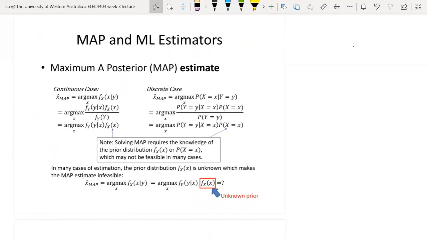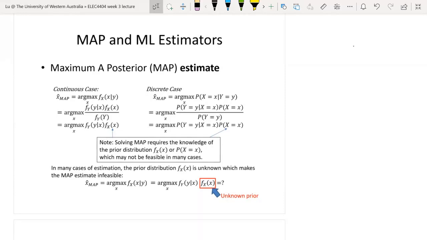So, some background information regarding the estimators, which we are going to introduce here. From this moment on, we are going to start the real content of this lecture. At the beginning, as we mentioned in the first section of the lecture, I'm going to introduce two simple estimators. One is called the MAP estimator, and the other is called the ML estimator. MAP stands for maximum a posteriori estimate.